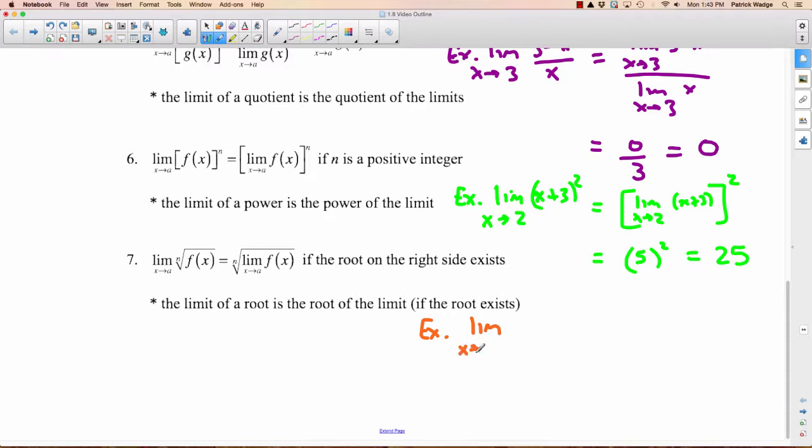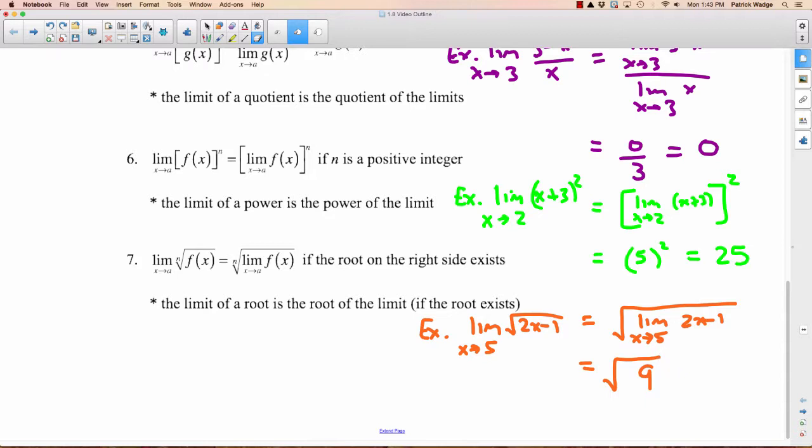If we ask for the limit of the square root of 2x minus 1 as x approaches 5, what we can actually do is take the square root of the whole thing and say the square root of the limit of 2x minus 1 as x approaches 5. So we can save the square root to the end. We're going to evaluate the limit inside by plugging 5 in here. So 2 times 5 is 10, take away 1 is 9. I think my square root sign is a little bit big here, so we just need to take the square root of that, and the square root of 9 is 3. So there you go, 7 properties.